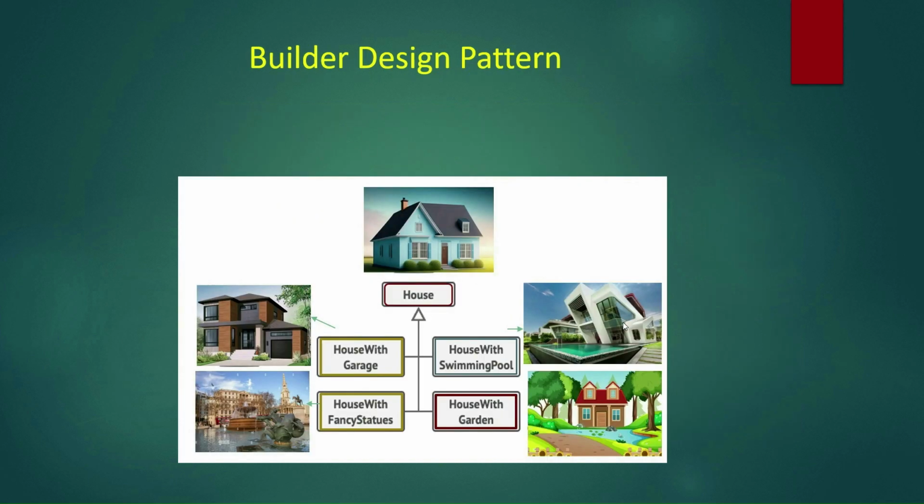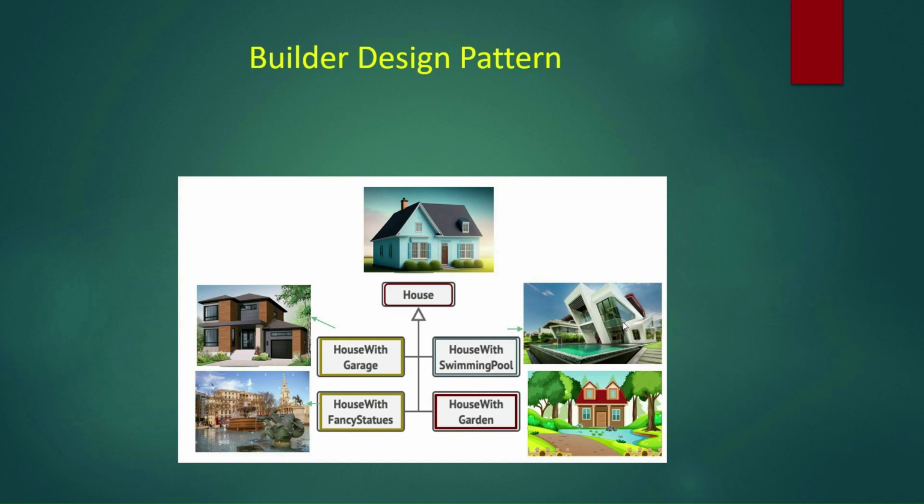So we will take one example. Suppose I have to build a house, right? And I have different requirements: building the house with a garage, building the house with a swimming pool, building the house with a fancy statue, and building the house with a garden. So I will create a class of the house, and I need to create different constructors, right? To create the house object with the swimming pool, with the garden, or with the fancy statue or garage. So I need to create different parameters with the constructors. That would be the overloaded constructor.